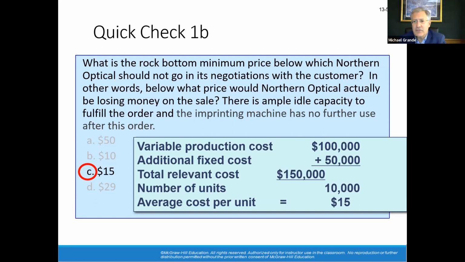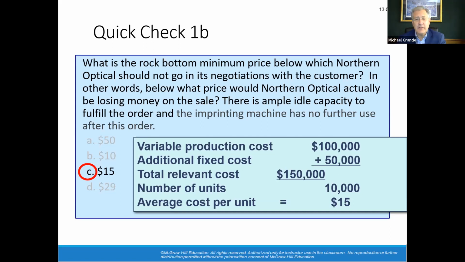So the relevant costs in this decision are $150,000. The number of units is 10,000. The cost would be $15 per unit. So at $15 a unit, they break even, where they have zero net operating income. So that's, in essence, the rock bottom minimum price where they don't lose any money.